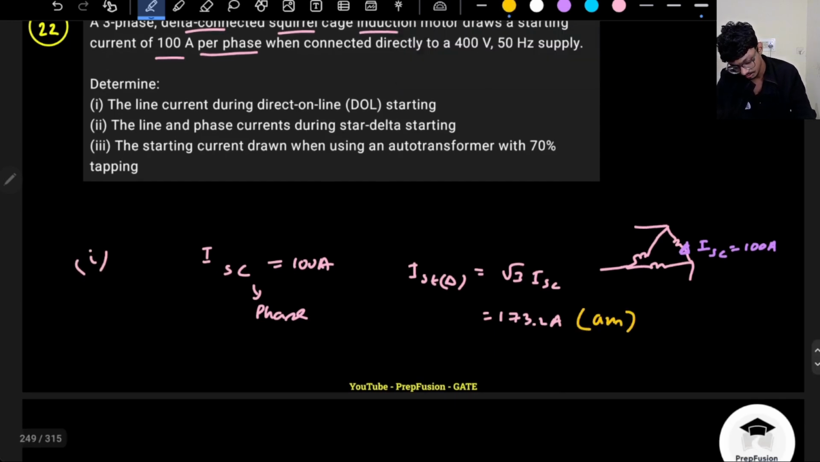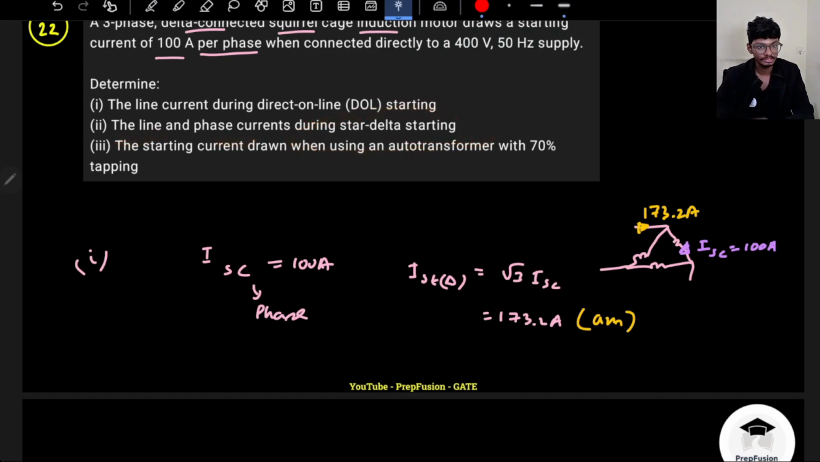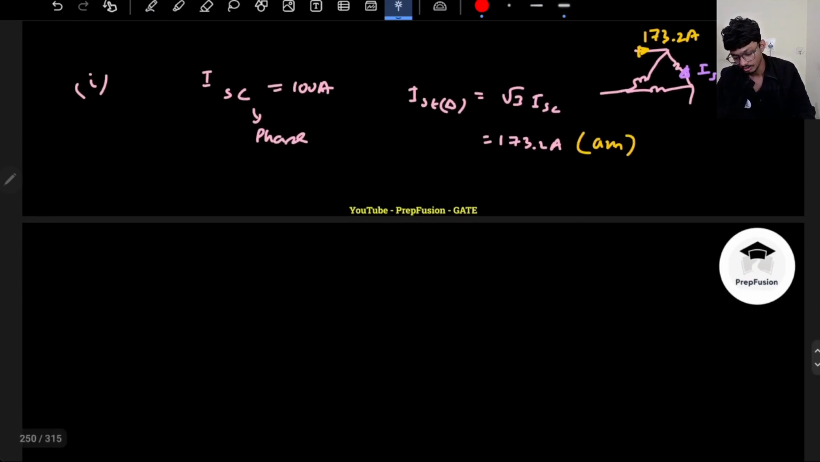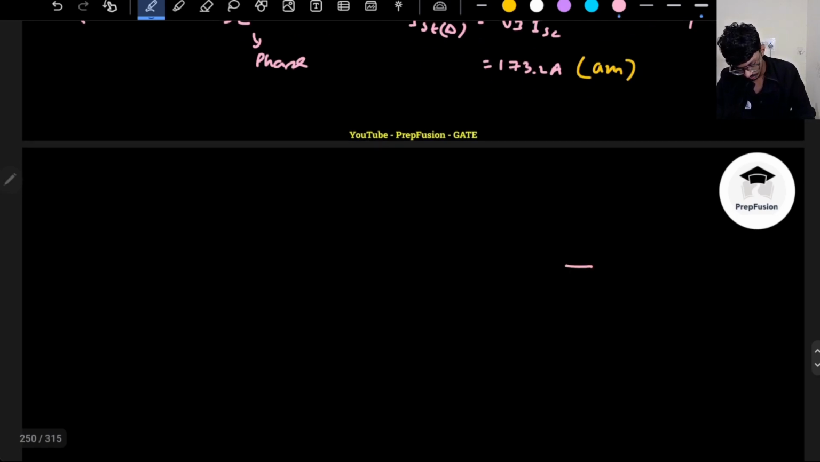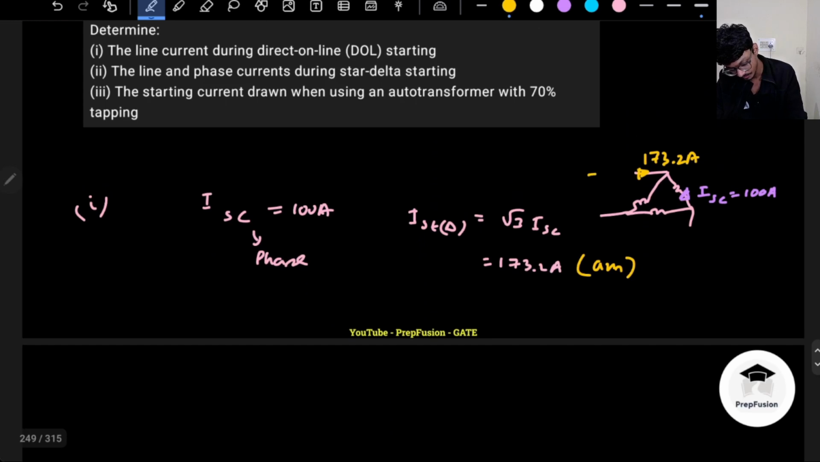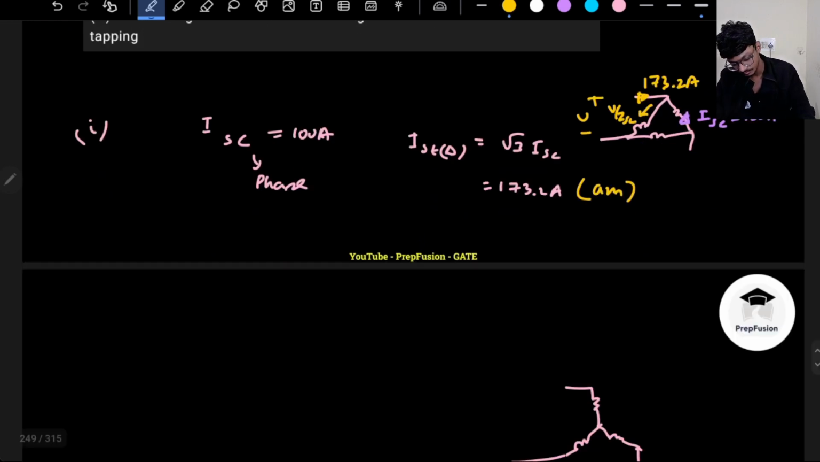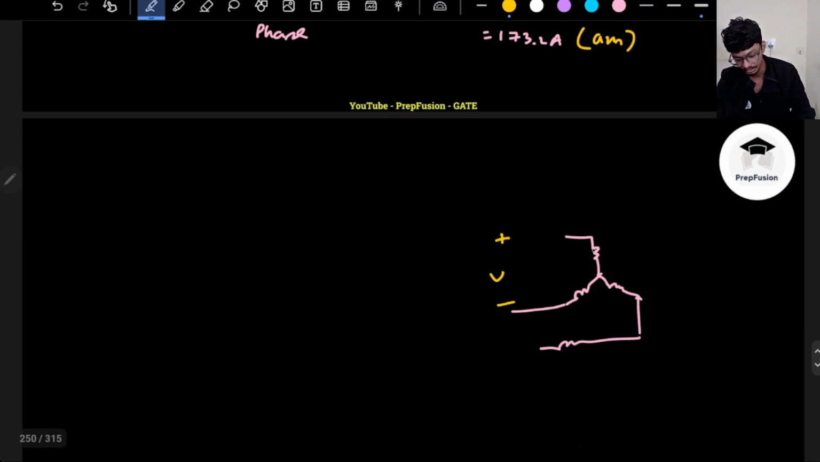So line current will be 173.2 amperes. Now what they are asking me, the line and phase currents during the star delta starting. What will be the line and phase currents during the star delta starting? Now if I am connecting it in star, what will happen? If I am connecting it in star, then the windings will be changed, right? So still I am applying the same voltage, right? Previously whatever voltage I was applying was going through the coils, so the current was V upon ZSC. But now here the voltage across the coil is V upon root 3. So the current is what? V upon root 3 into ZSC.